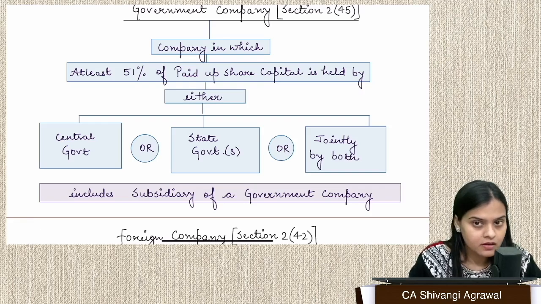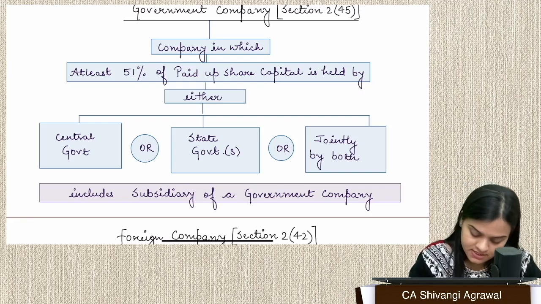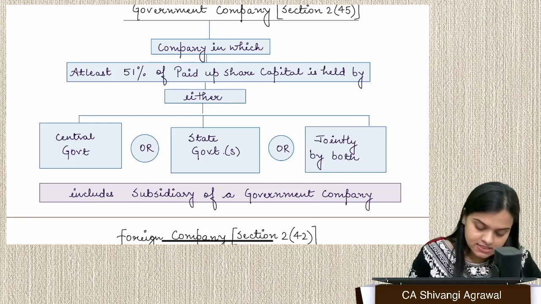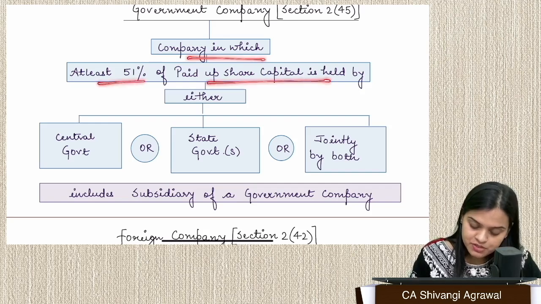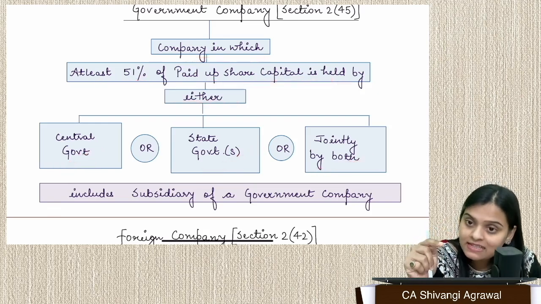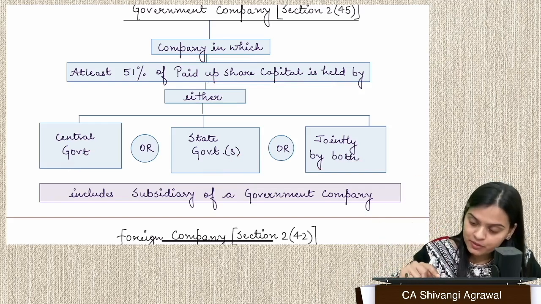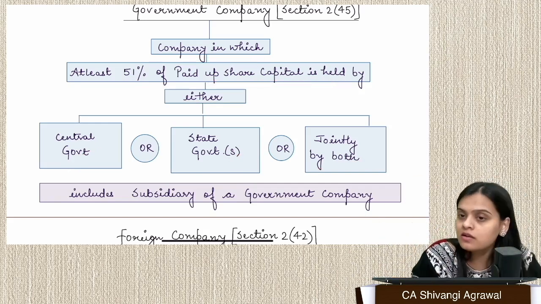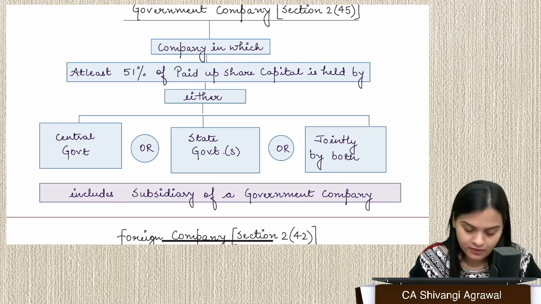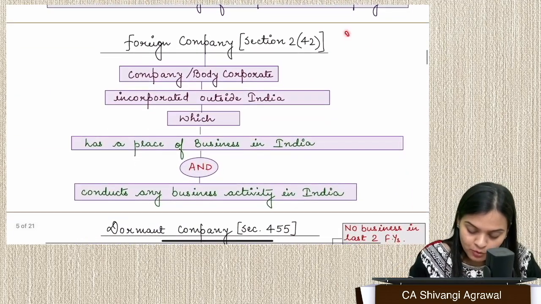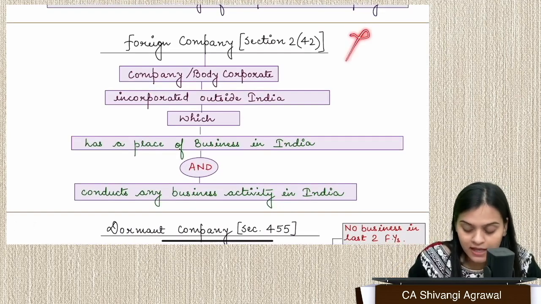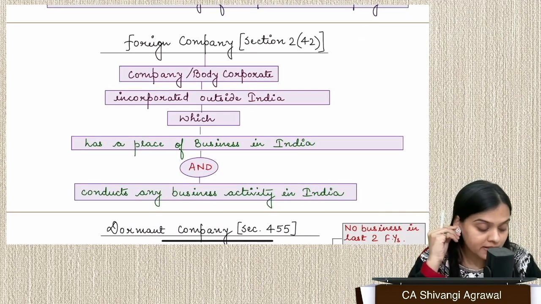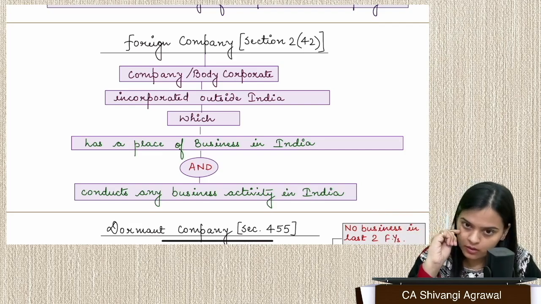Okay, government company, I have already explained to you, right? ONGC, right? So the only additional thing is a company in which at least 51% of paid up share capital is held either by central government, state government, or jointly by both. And if there is a subsidiary of a government company, then that subsidiary will also be a government company. Okay. Foreign company, I'm not going to explain it to you right now because we have a separate topic later on. So I will deal with it later only.